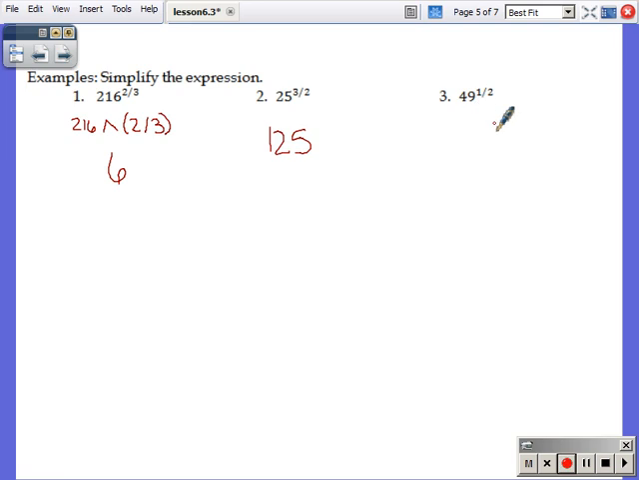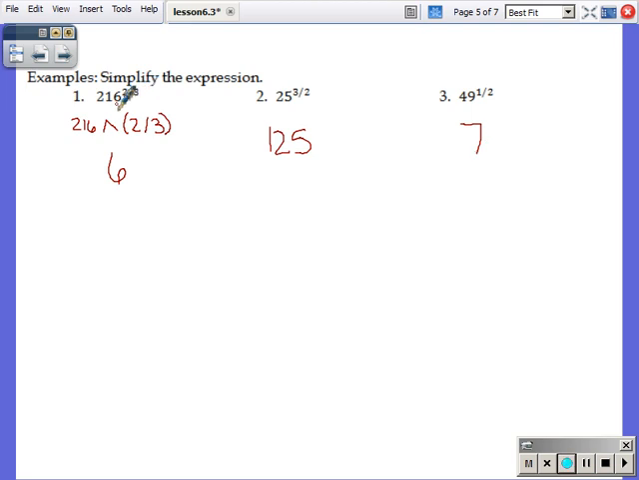49, caret, parenthesis, 1 divided by 2, close it. Using your phone, 49, X to the Y button, parenthesis, 1 divided by 2, parenthesis, then equals. It's going to give you 0.5 in the interim, well that's where the 1/2 is, answer is 7. Now realize where these answers are actually coming from. Yes, I'm perfectly fine with you just using a calculator.